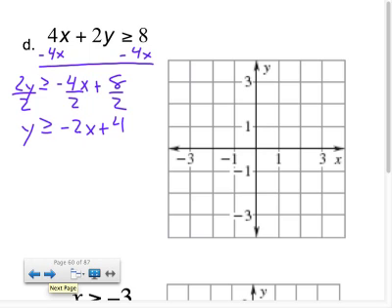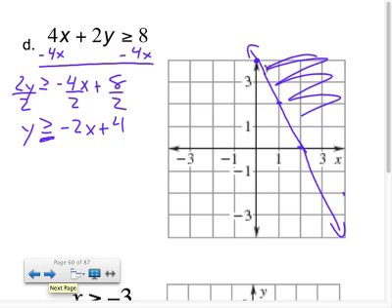So positive 4 is my y-intercept, negative 2: down to right 1, down to right 1, down to right 1. And since it's greater than or equal to, that means it's a solid line. Whoops, I screwed that last point up there. There we go. Okay, close enough. And again, you can test your point, or you can say when I think greater than or equal to, that means everything above it. So shade everything above the line.